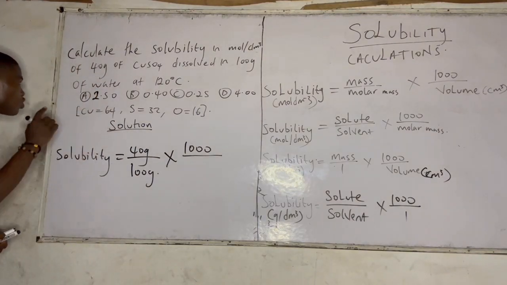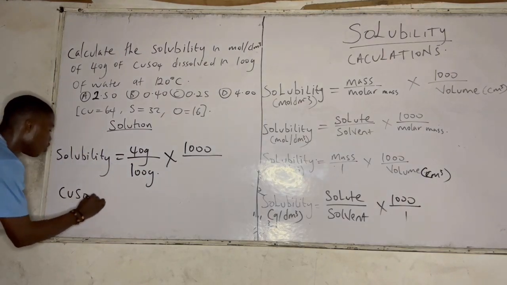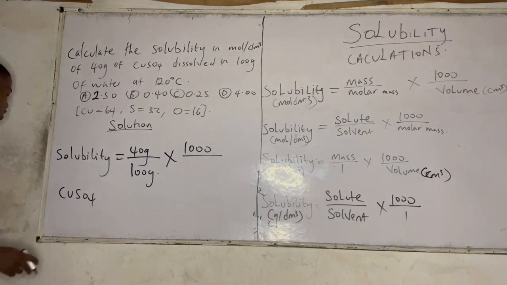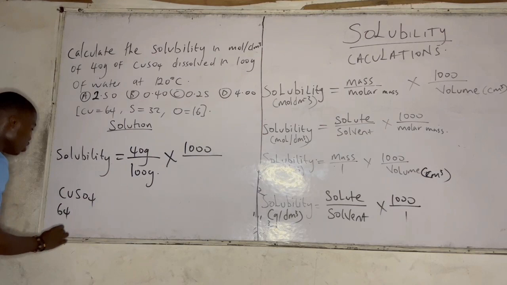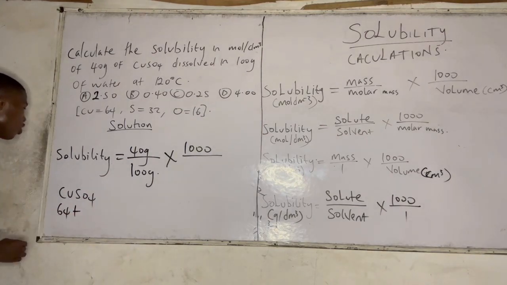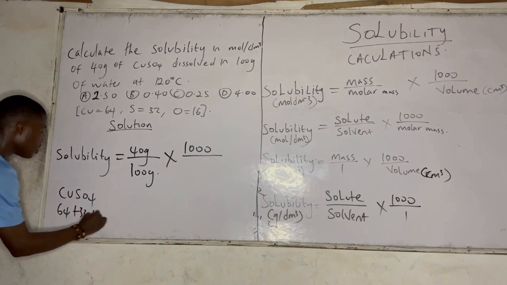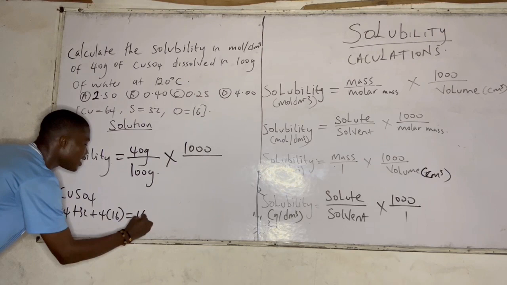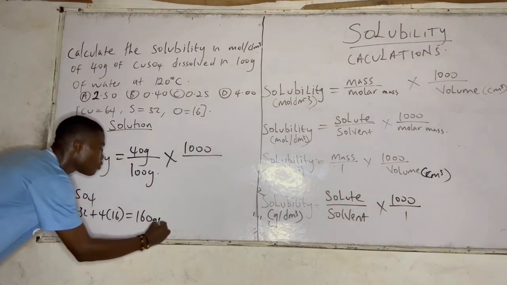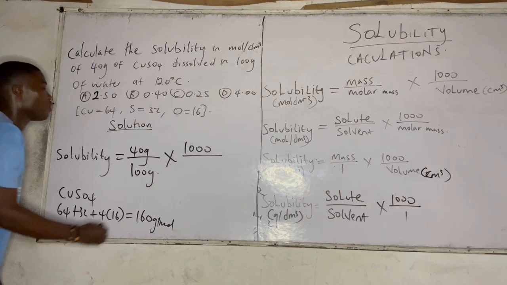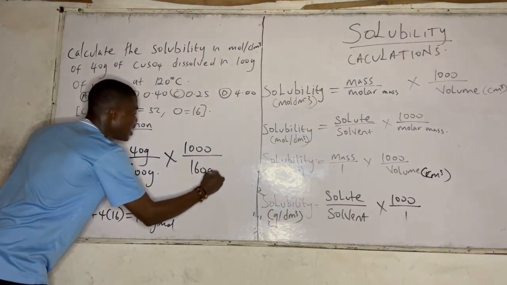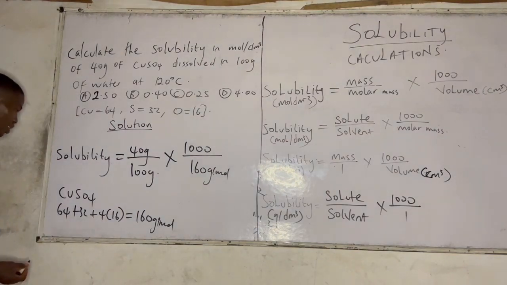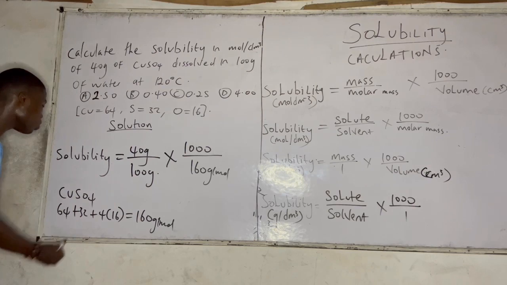Always the solute. So the solute is CuSO4. So how do I get the molar mass? The respective molar masses of the elements were given. So it's going to be 64 to calculate the molar mass, plus sulfur is 32, plus there are 4 oxygen, 16. This is around 160 grams per mole. So over 160, let's confirm there are no mistakes. 64 plus 64, that's 128. 128 plus 32, that is 160.